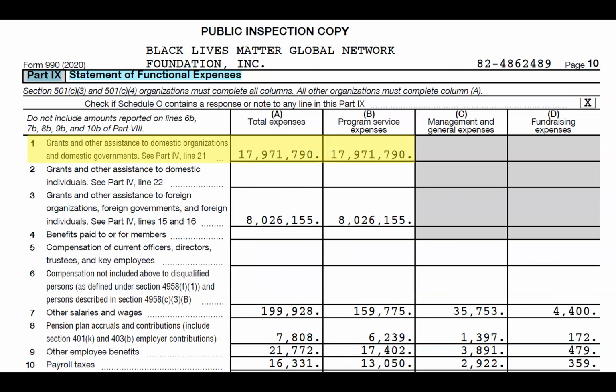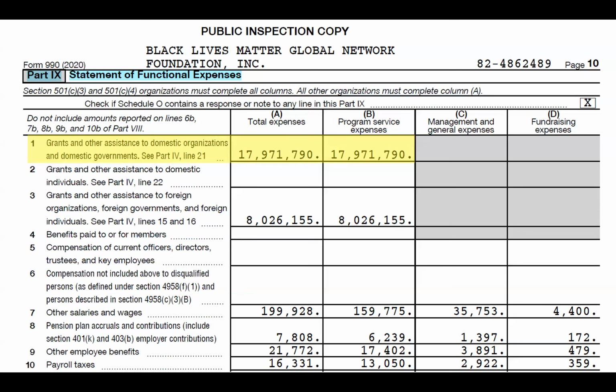Here's line one. According to what we see here, the Black Lives Matter Global Network Foundation gave away or granted money to domestic organizations in the amount of $17,971,790. And they allocated all of that expense under column B, program service expenses.